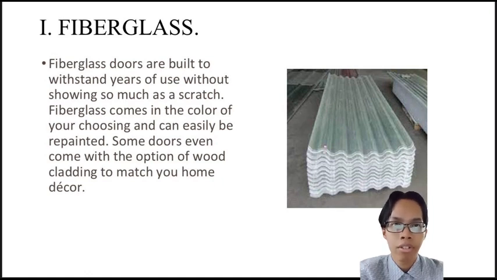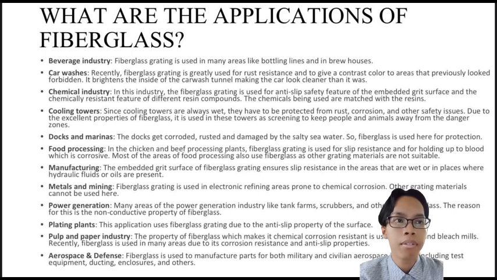Chemical industry. In this industry, fiberglass grating is used for the anti-slip safety feature of the embedded grit surface and the chemically resistant feature of different resin compounds. The chemicals being used are matched with the resin.